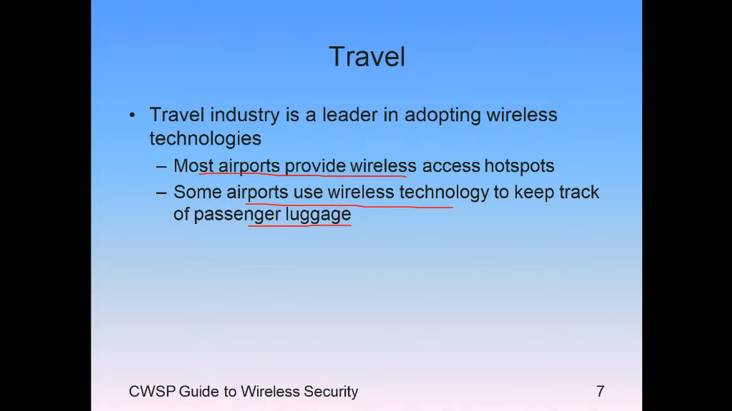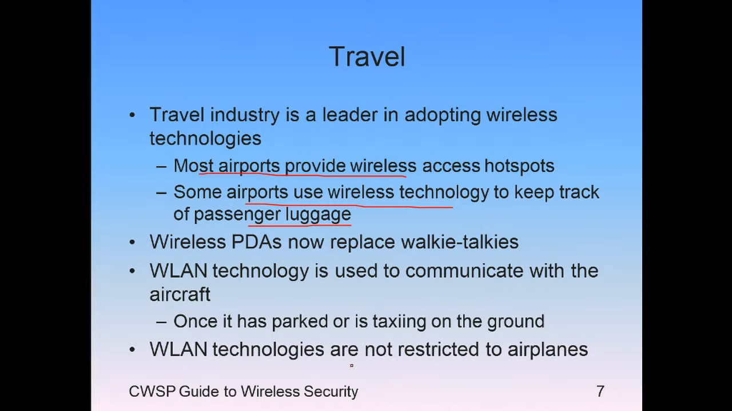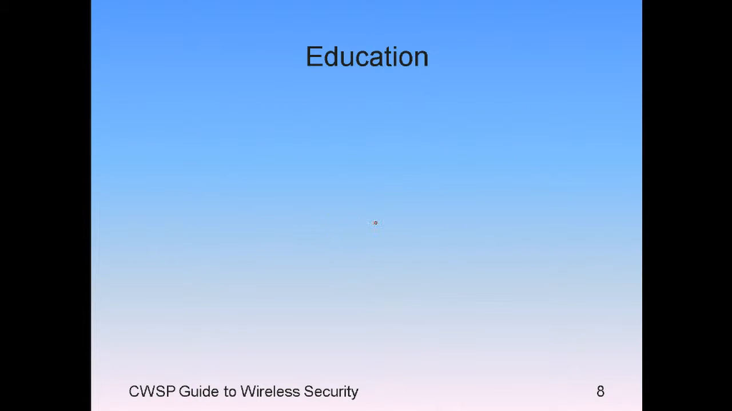Hotels have been using wireless for years. Wireless PDAs replace walkie-talkies when we go to those things, to communicate with aircraft once it's parked and taxiing on the ground. The advantage here is with the wireless you can send the updates to the software that actually runs the airplane. So you have access with these things in order to do those things. They're not restricted to airplanes.